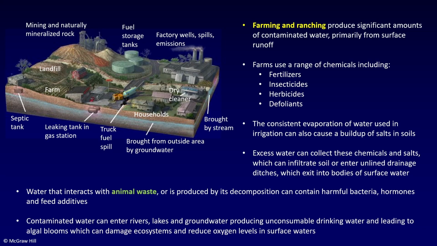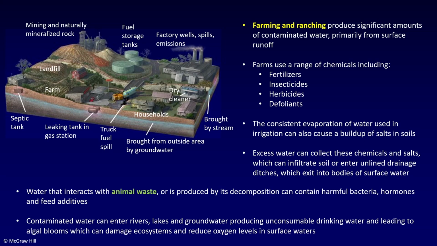Now, you also have the situation where you are dealing with animals. And so, in the case of water, it's going to interact with animal waste. Obviously, you are going to have a decomposition process taking place. So, the water that interacts with this animal waste can contain harmful bacteria, it can contain hormones that have been used to treat the animals, and it can contain additives from any feeds that the animals have been consuming. And so, once again, all of this wastewater is essentially washed out of the animal pens. It goes down a drain, typically into a drainage ditch, and that drainage ditch will then empty into some kind of nearby body of water.